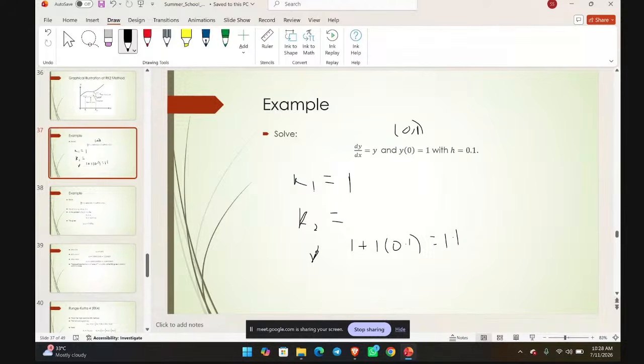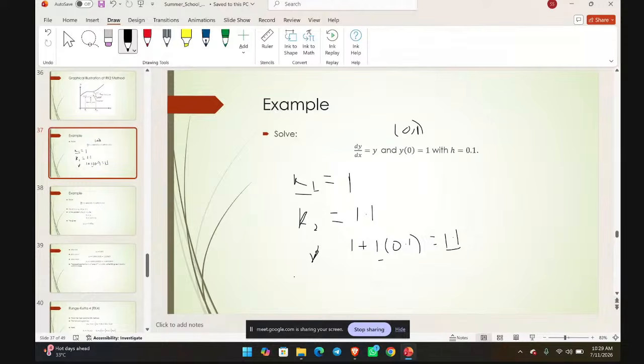So with the initial slope k1, we use the Euler's method and reached this point. So we again evaluate the slope here. What's the slope at this point? The point we reached is 0.1, 1.1, right? Here the slope is again y, which is 1.1 itself. Keep in mind that we are not exactly going to this 0.1, 1.1. We are using that point to reach a better point.